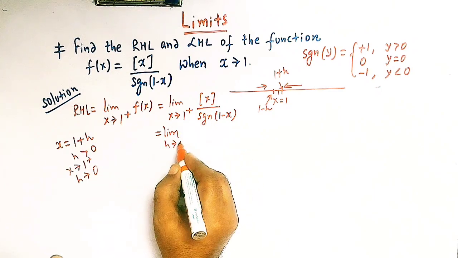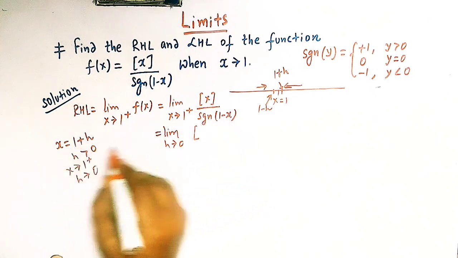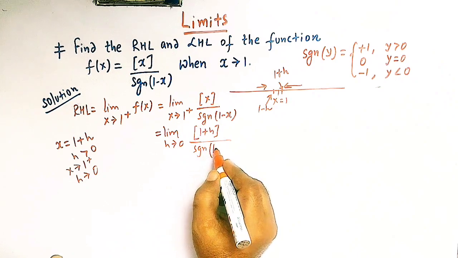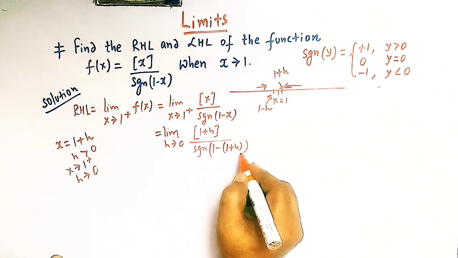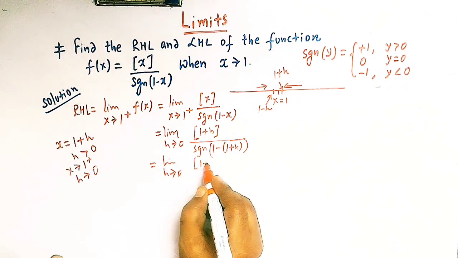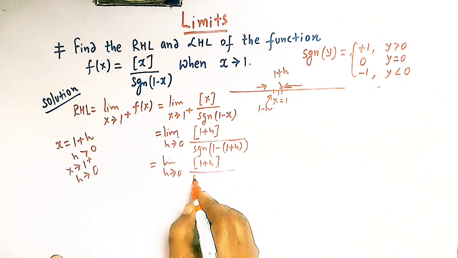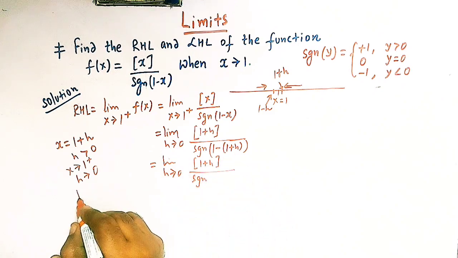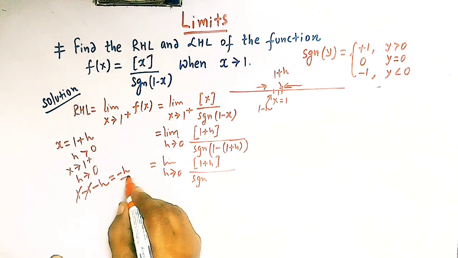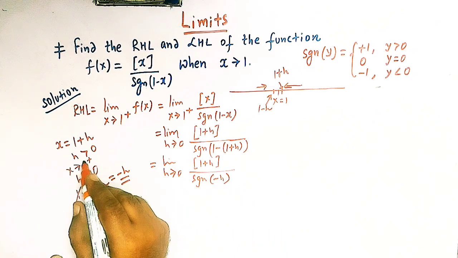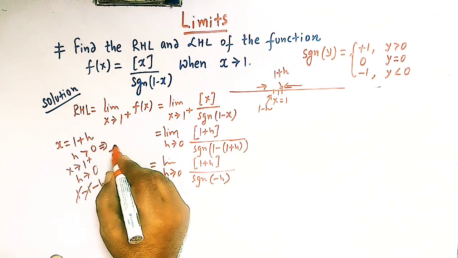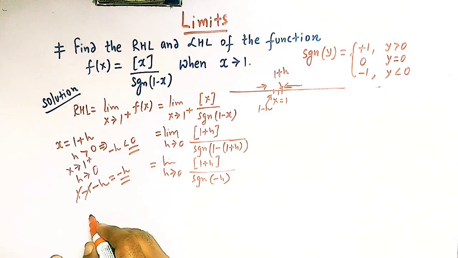So here we can now write this entire expression in terms of h. Here we have h tends to 0, and for x we can write 1 plus h, and then we have signum of 1 minus 1 plus h. Now we can simplify it, and we have greatest integer of 1 plus h, and here we have signum of 1 minus 1 minus h. 1 and 1 get cancelled, we are left with minus h, and remember h is greater than 0. So when h is greater than 0, it implies that minus h is less than 0, right?